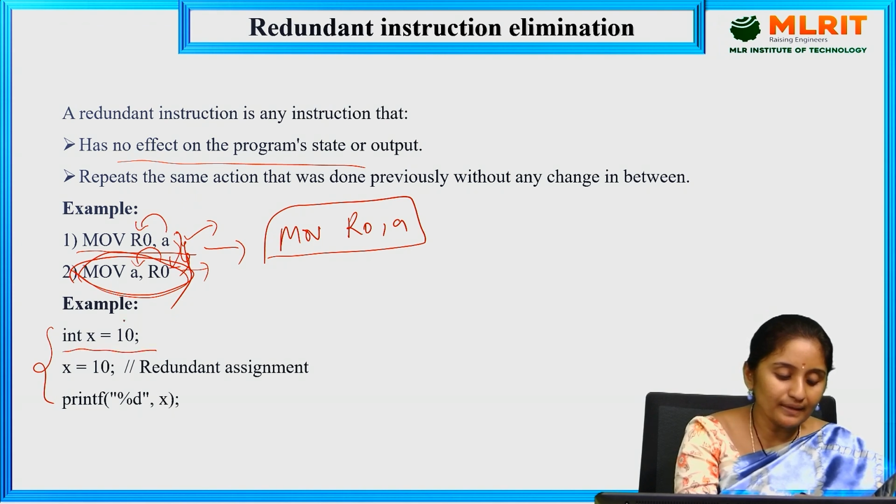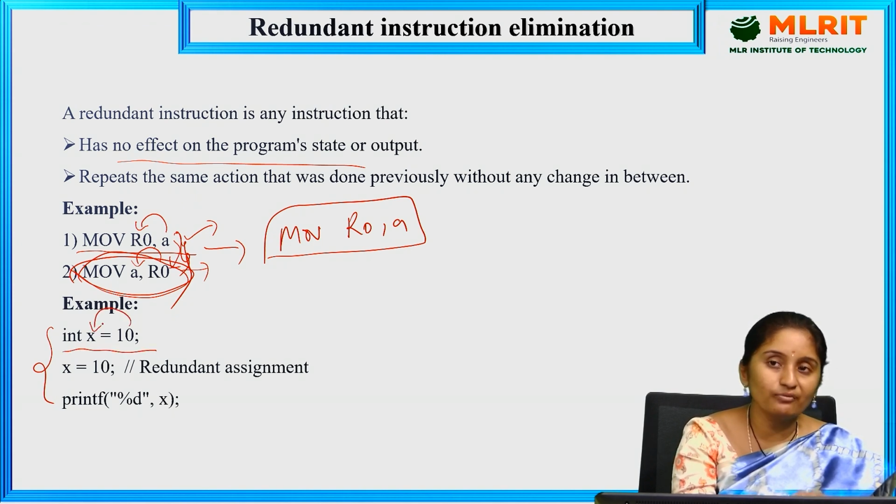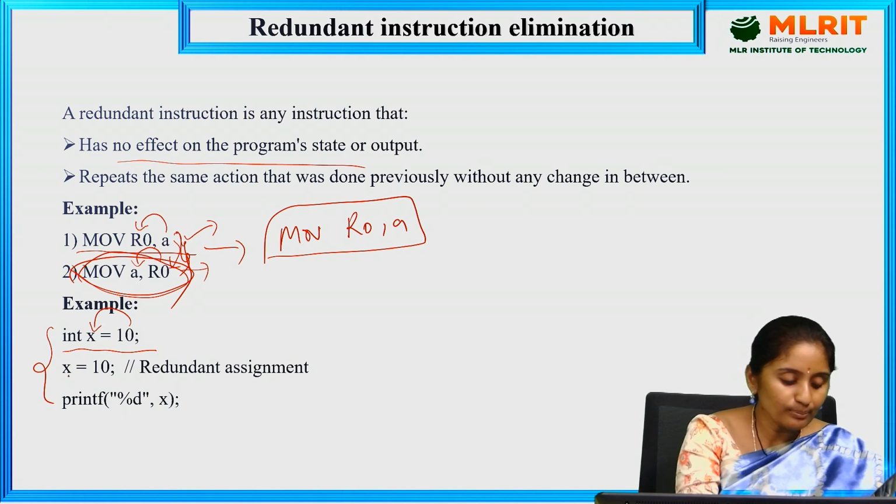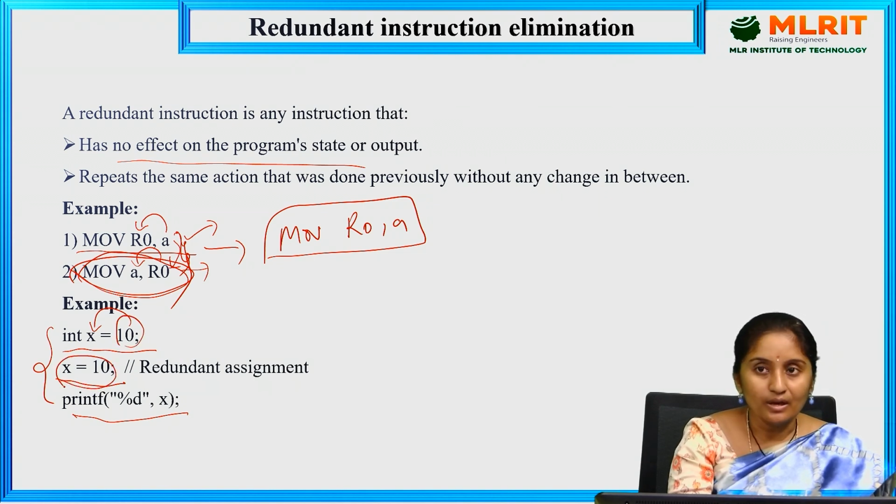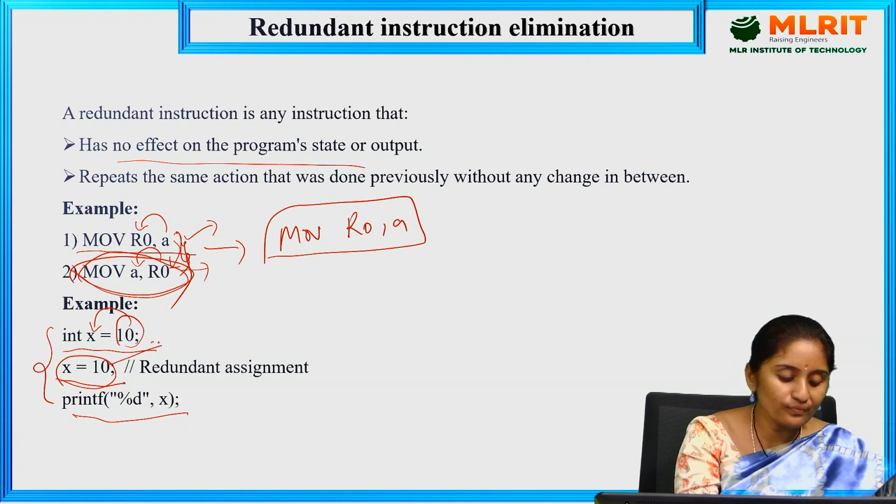So 10 is a value that is assigned to x of data type integer. The next statement is again x equal to 10, then printf "%d", x. See here, in the first statement itself I have assigned the value 10 to x. Again the same statement is repeated in the second line, so there is no use of this x equal to 10.